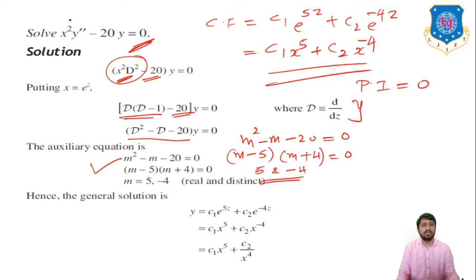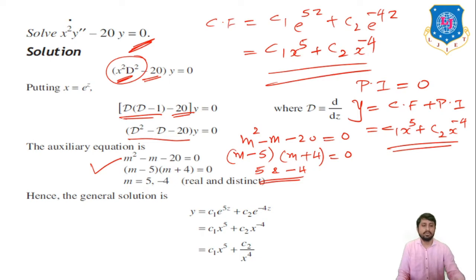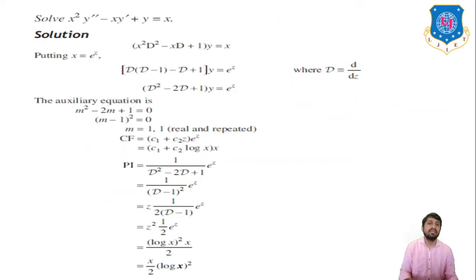So the general solution y is equal to the complementary function plus the particular integral: c1 x raised to 5 plus c2 x raised to minus 4. This is your general solution. Now here we have to find the particular integral, because the right side is not 0: x square y double dash minus x y dash plus y is equal to x.